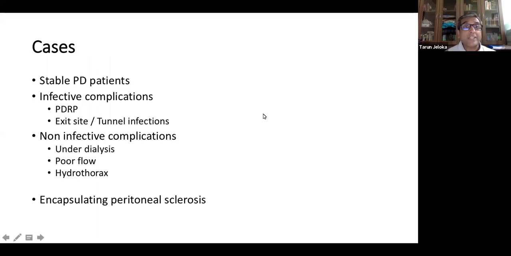So about cases, what kind of cases you can get related to peritoneal dialysis? One, you can get a stable peritoneal dialysis patient. There are not many active cases present, so they pick up a peritoneal dialysis patient who had come for follow-up or for any tests and put them on the bed and ask you to examine the PD patient. That is one scenario.